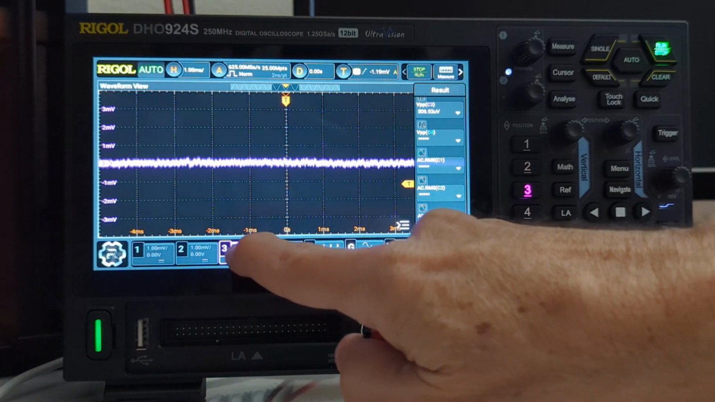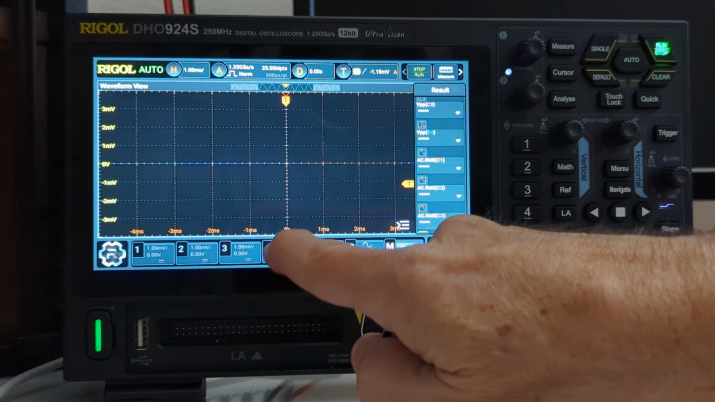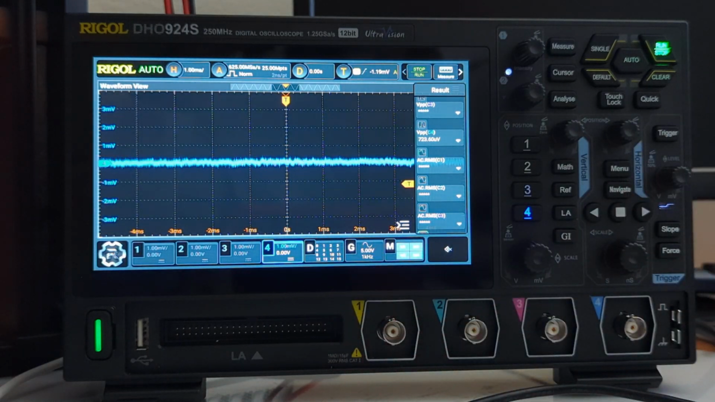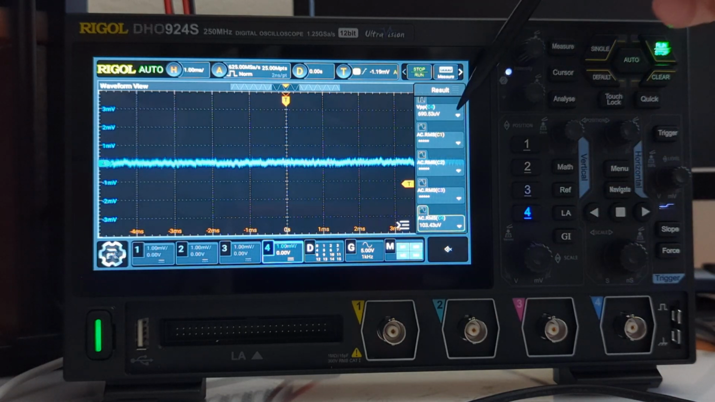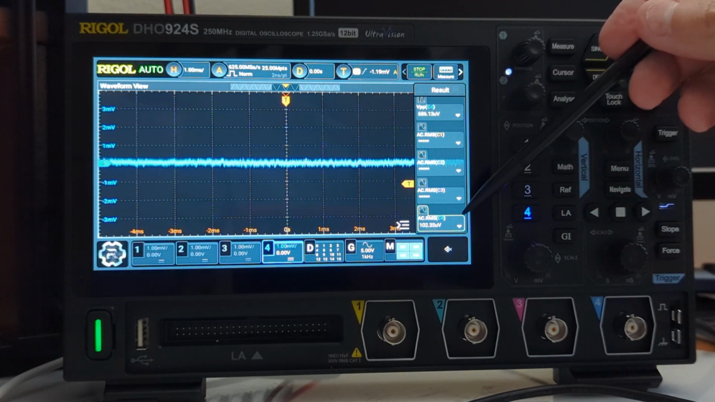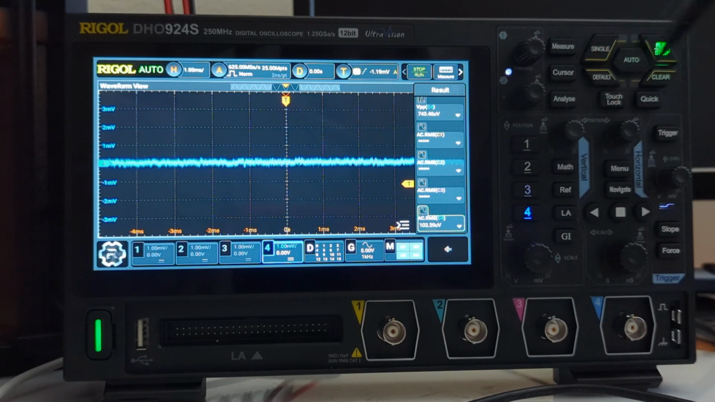And switching to channel 4. Peak to peak, once again, around 700 microvolts. And AC RMS about 103 microvolts.